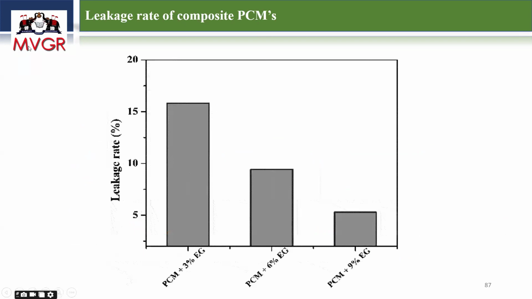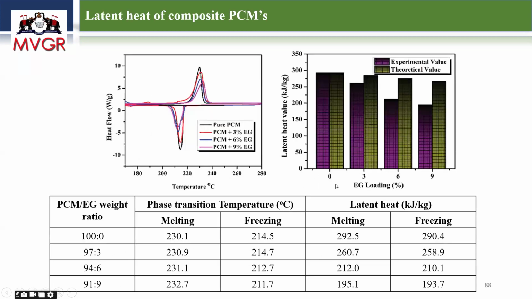And the leakage value, this is with 3% expanded graphite. If you use that, there will be 15% leakage. If you add 6% expanded graphite, your leakage value will be reducing. And if you add 9% expanded graphite, only 5% is leaking out. So you can confirm that 9% expanded graphite with phase change material is effectively arresting the leakage problem.